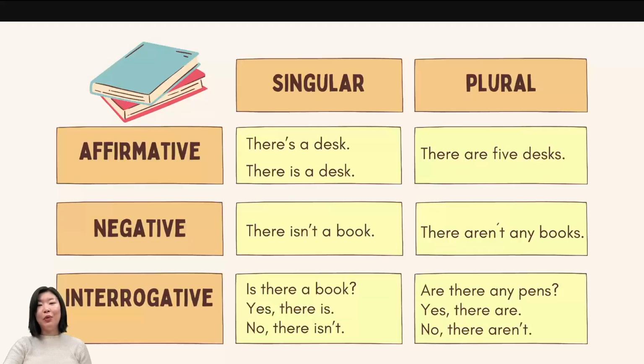Let's take a look at the plural form of affirmative. There are 5 desks. Plural negative form: there aren't any books. Plural form of interrogative: are there any pens? It's asking whether there are any pens in front of you. You could answer this question by saying yes, there are, or no, there aren't.